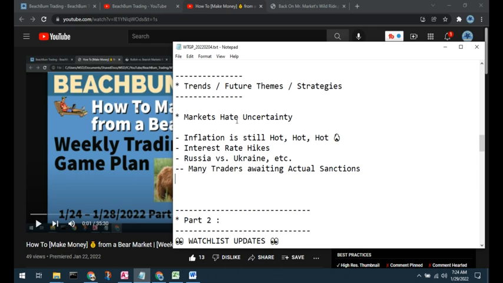So buy low, sell high, sell high, buy low, right? And there's a lot of money to be made.